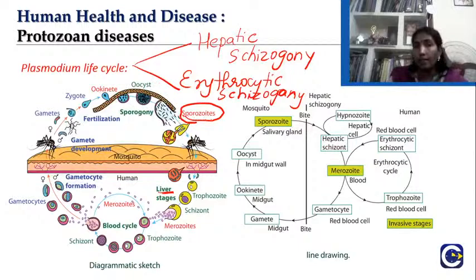Now, once the sporozoites are there in the salivary glands of these mosquitoes, they are going to bite. Once they enter, first it will be the hepatic schizogony. It goes to the liver. In the liver, it is going to convert itself into a trophozoite. Now this trophozoite is going to be converted into what we call the schizont. The schizont is actually packed with those cells, and it is going to undergo what is called schizogony.